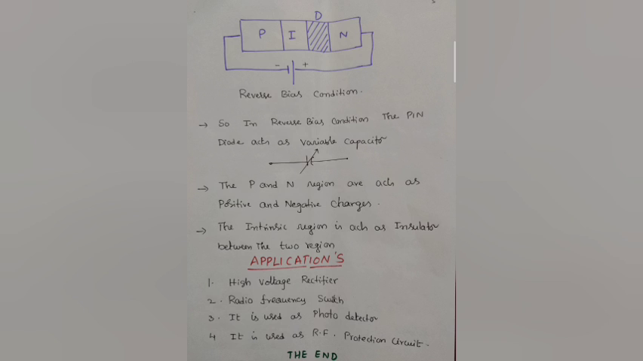What are the applications of the PIN diode? It acts as a high voltage rectifier and a radio frequency switch. It acts as a switch for radio frequency purposes, and it is used as a photodetector, and also in RF photon circuits. These are some applications of the PIN diode.